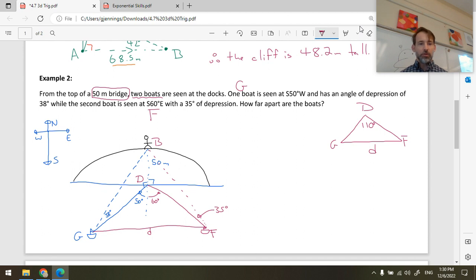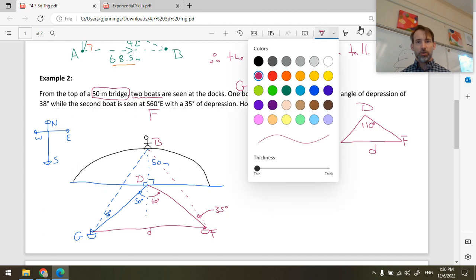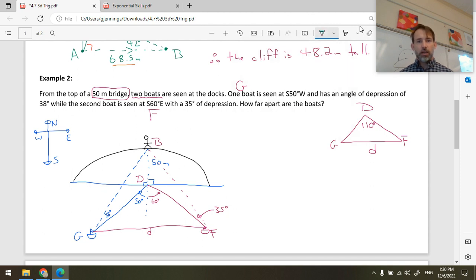Okay, now I also have triangle BGD. So let's draw a triangle BGD in another color. We'll use forest green. BDG is there. It's a right angled triangle because it's a horizontal line and a vertical line. And so this is 50. This is B. This is D. And this is G. All right. And we know this is 38 degrees. We don't know this distance, so let's call it a little b. And we can actually put little b on that diagram there because it's a shared side.